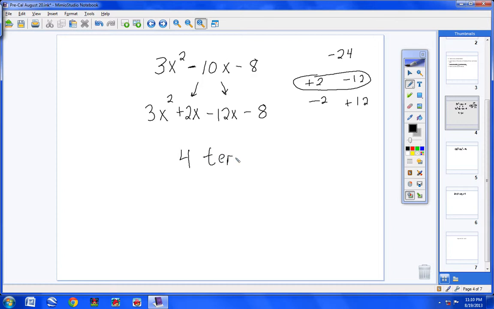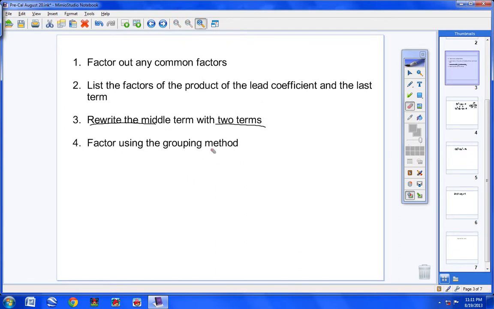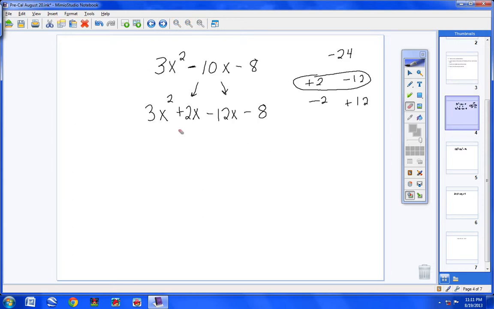Look what we have. We have 4 terms. Remember what we learned last week? Last week we learned how to factor a 4-term expression by what method? The grouping method. Remember the grouping method? So now we simply factor this using the grouping method. Okay, remember what to do?